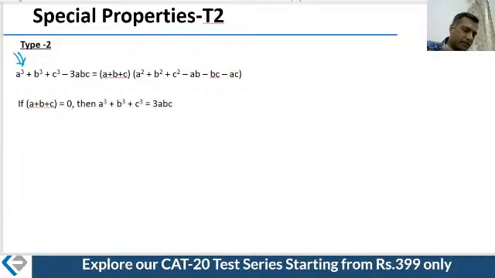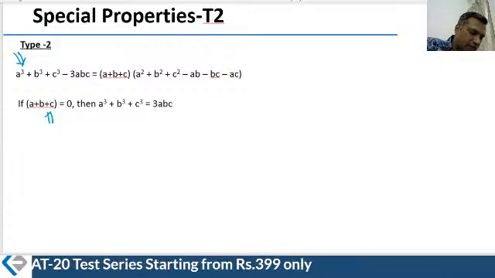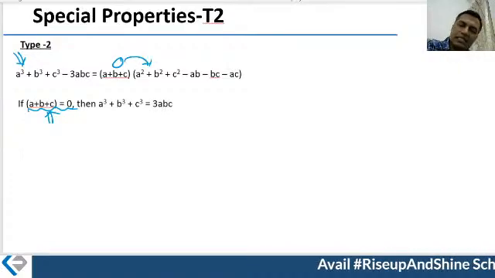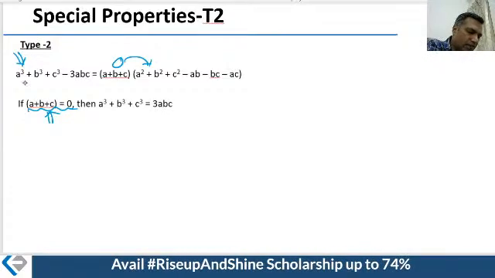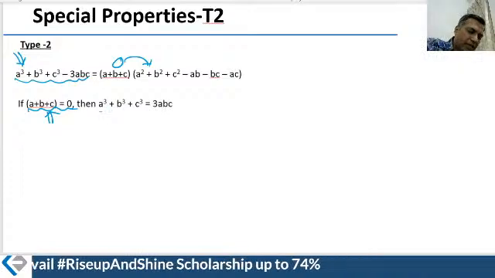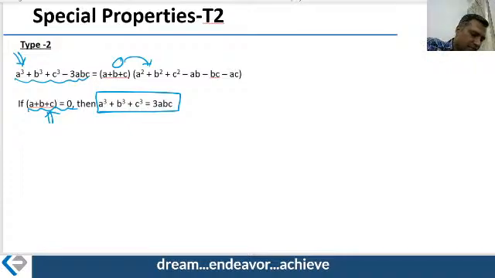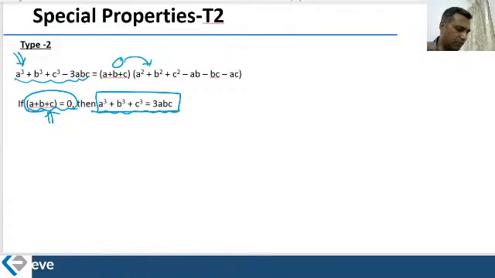Today my parameter is: if a plus b plus c is equal to 0, then what happens? If this is 0, 0 into anything is 0. Therefore a cube plus b cube plus c cube minus 3abc is equal to 0. Therefore ultimately a cube plus b cube plus c cube becomes 3 times abc, provided a plus b plus c is 0. If this condition is true, I can write a cube plus b cube plus c cube as 3 times abc. Perfect.